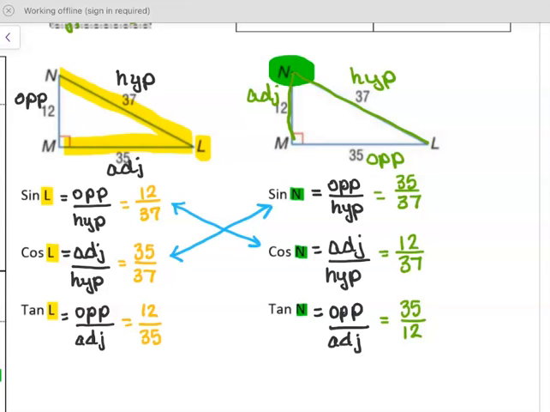Now, any questions on finding those fractions? We're going to use those fractions later on to help us find the missing sides. You know, this one I gave you all three sides. Now let's look at this next one.